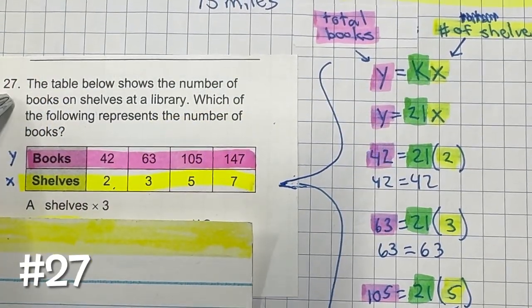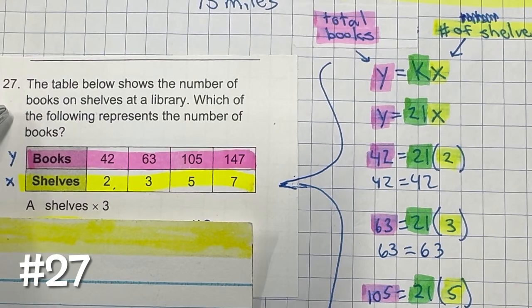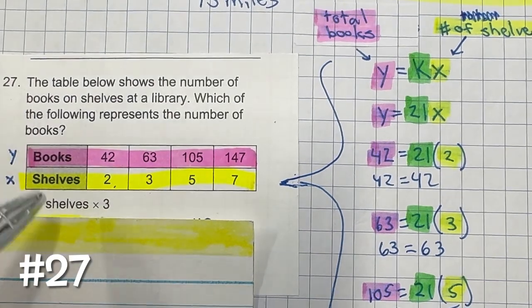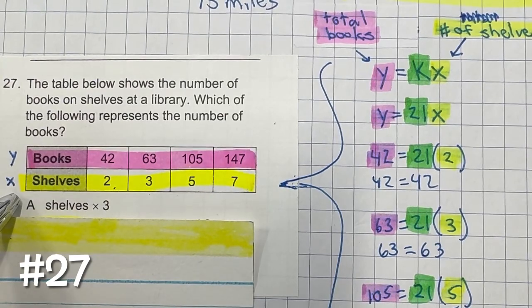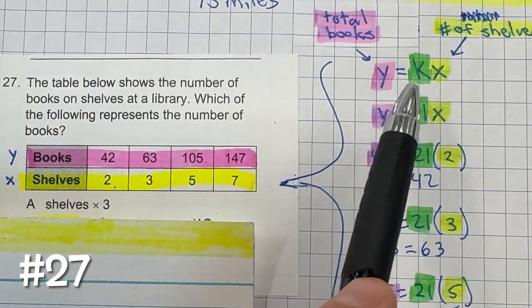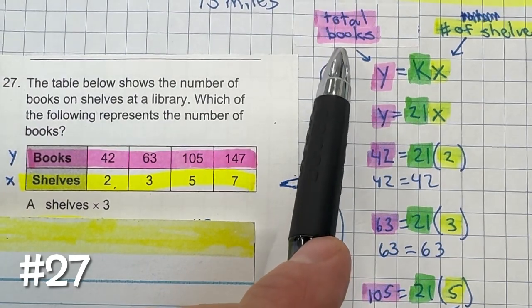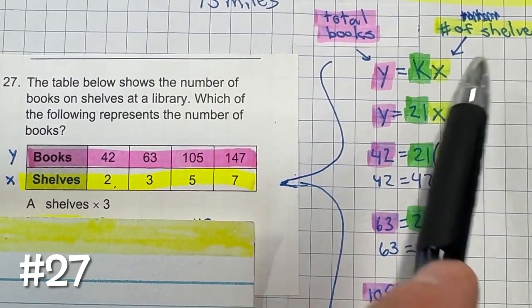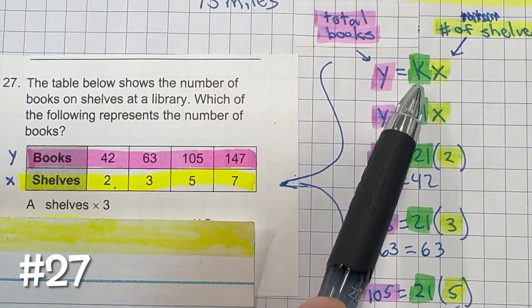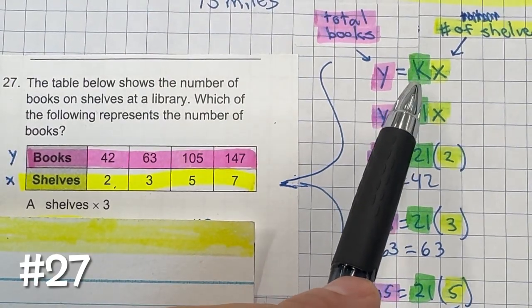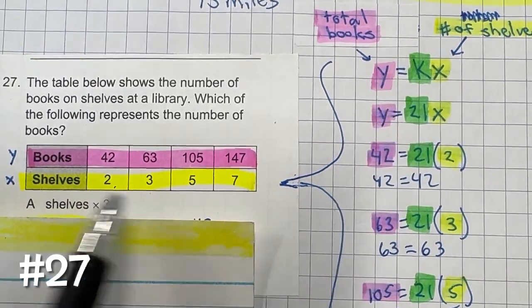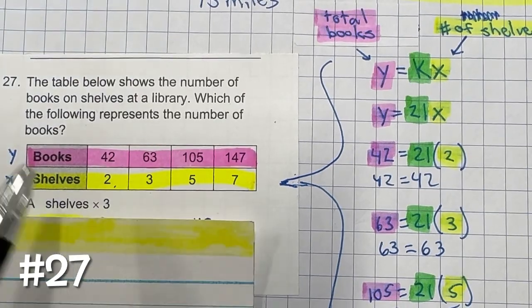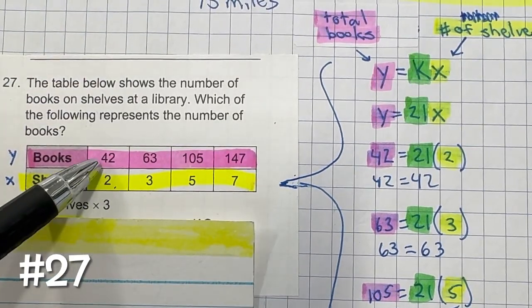Number 27, the table below shows the number of books on shelves at a library. Which of the following represents the number of books? So Y represents the total number of books, X represents the number of shelves. So if we use the formula Y equals KX, where Y is the total number of books, X is the number of shelves, and K is the multiplier. So what are we multiplying by to get the total number of books? So if we did 3 times the number of shelves, is 3 times 2 equal 42?